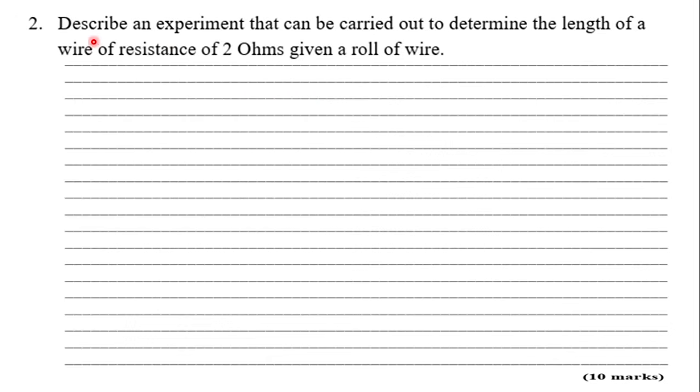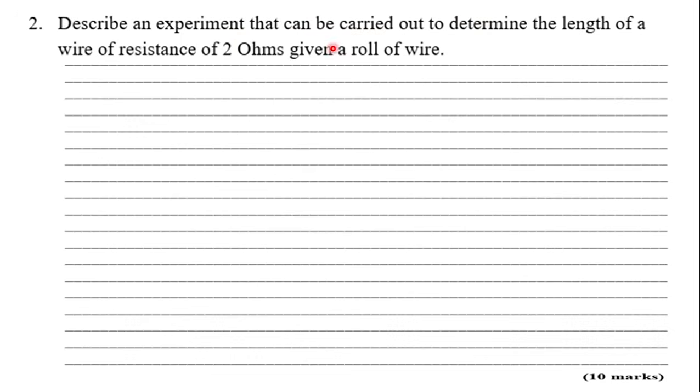Question number 2. Describe an experiment that can be carried out to determine the length of a wire of resistance 2 ohms given a row of wire. So you're given a row of wire many meters long, and from it you want to cut a length whose resistance will be 2 ohms. So how can you determine the length of such a wire given its resistance as 2 ohms? Describe an experiment that could be done.